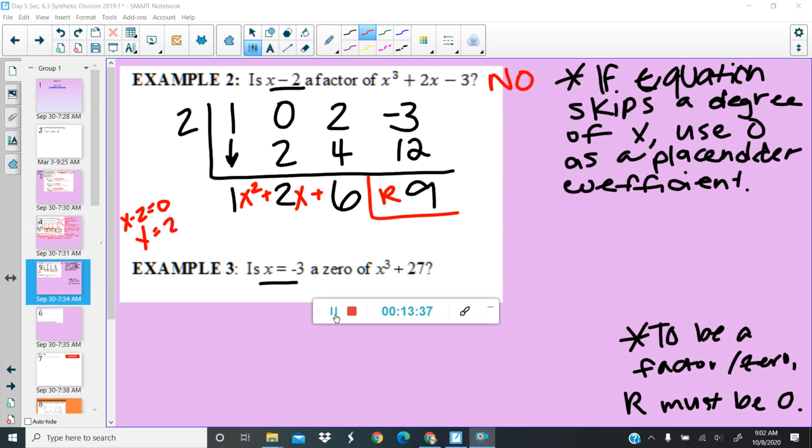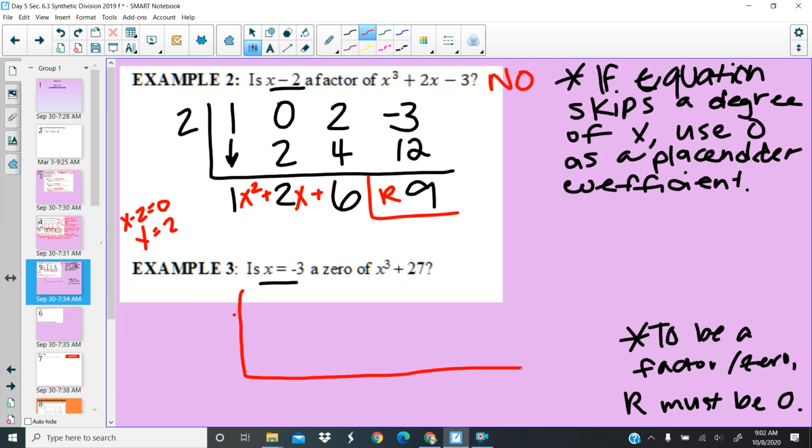Okay, so to start setting it up, I'm going to go ahead and draw my box for synthetic division, and then I'm going to write my coefficients. So we start with x cubed, and the coefficient on that is 1, and then we don't have an x squared term, so we have to put a 0 in, and then we don't have a regular x term, so we need another 0, and then our constant is 27. So then our number on the outside in this one, it gives you x equals -3. So since it tells you x equals -3, you don't have to set it equal to 0 because you already know what x equals. So we're going to put a -3 on the outside.